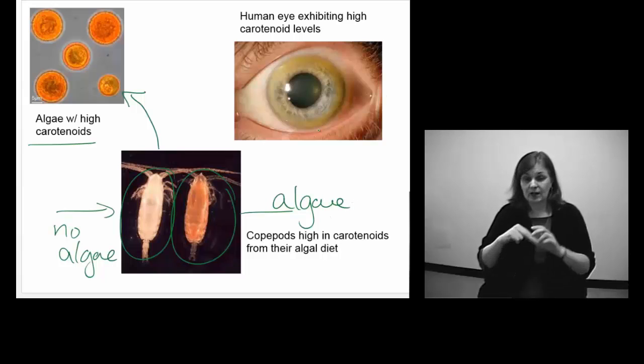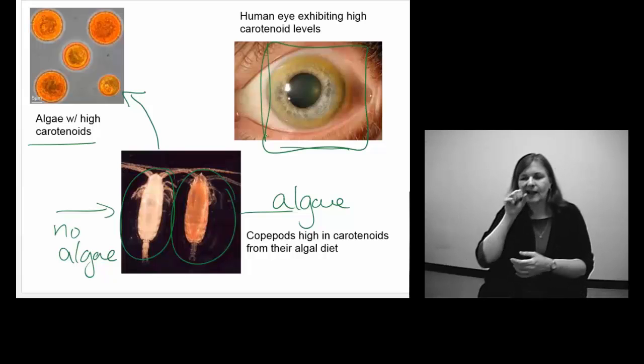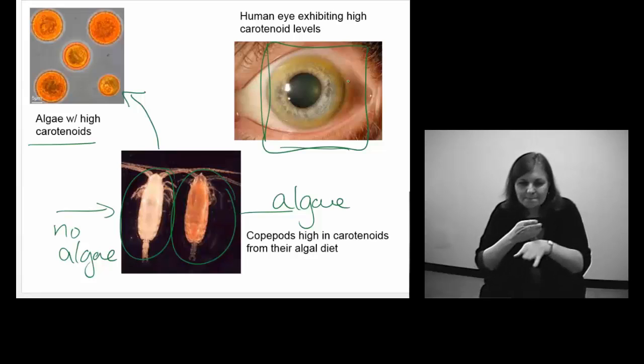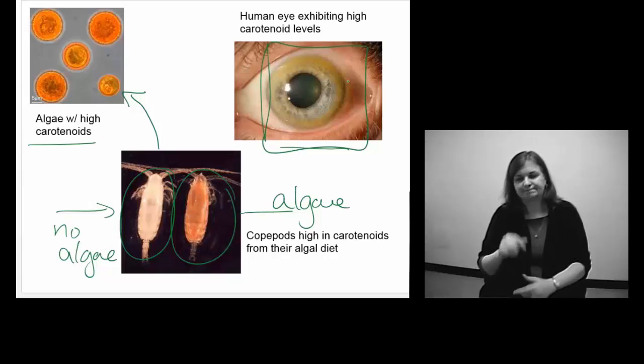In humans, we can actually see a buildup of carotenoid levels in your iris, or the color of your eye. If you eat enough carrots, this could actually happen. Keep in mind, please, that you would have to have a diet based nearly solely in carrots for this to occur.